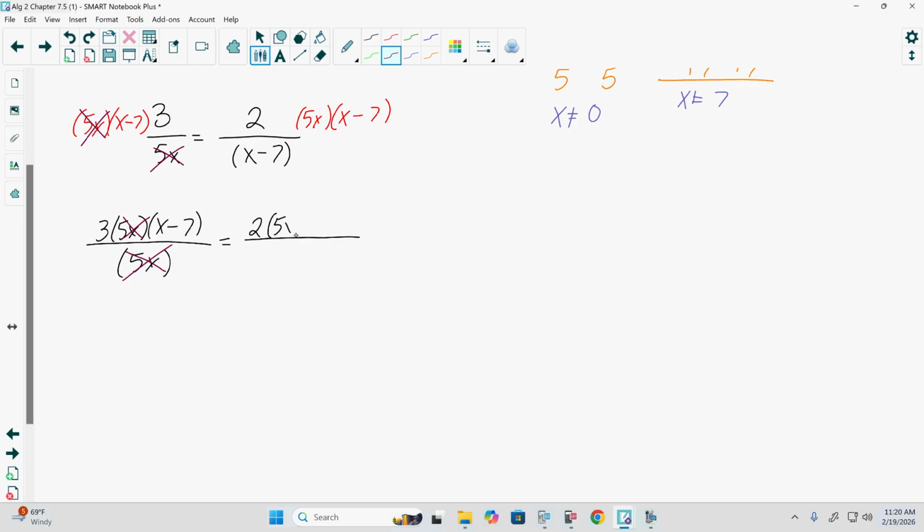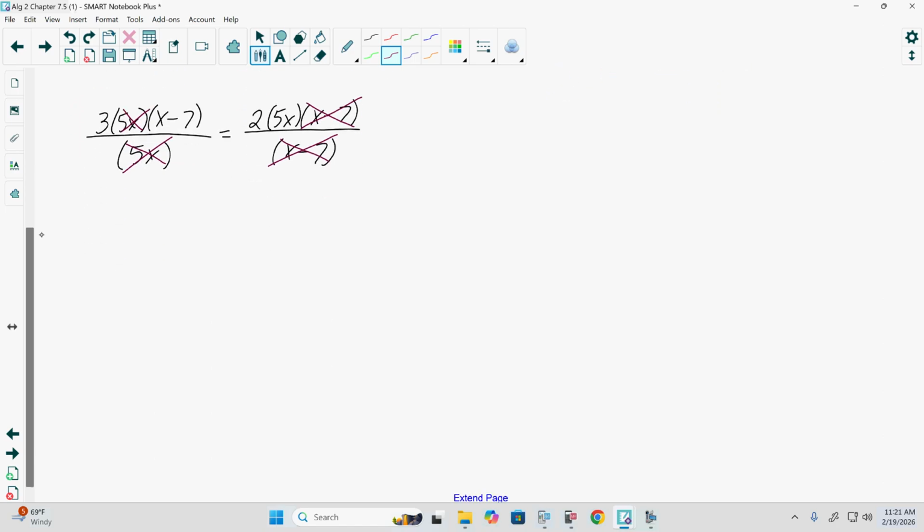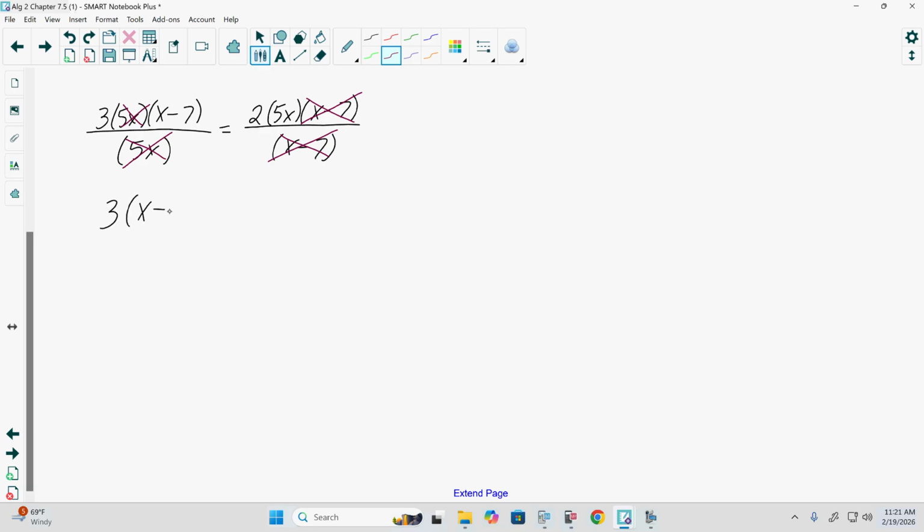On the right-hand side, when we multiply, we get 2 times 5x times x minus 7 over x minus 7. The x minus 7 and x minus 7 would indeed cancel. But just like the left-hand side, we could have just gone here and here. So let's see what's left. We have 3 times x minus 7 is equal to 2 times 5x. Questions?